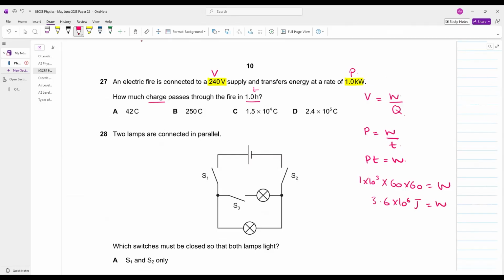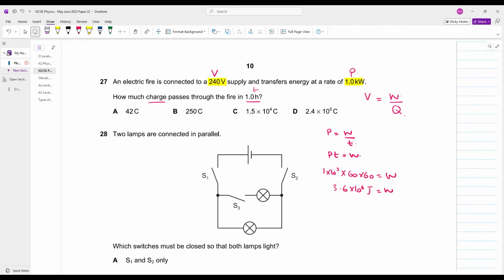You already have the voltage. Can you calculate the charge? Yes. एक काम करते हैं, इसको हम थोड़ा सा छोटा कर देते हैं, यहाँ पे रख देते हैं. Now, वोल्टेज इज इक्वल टू वर्क डन, क्या है? 3.6 × 10⁶ divided by charge. वोल्टेज की वैल्यू गिवन है, यस 240. 240 is equal to 3.6 × 10⁶ divided by charge.